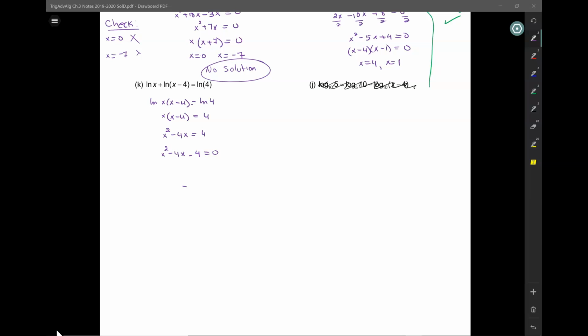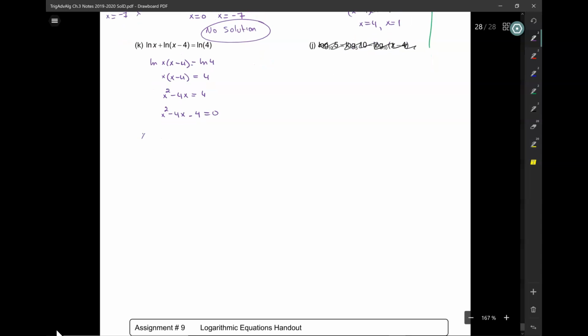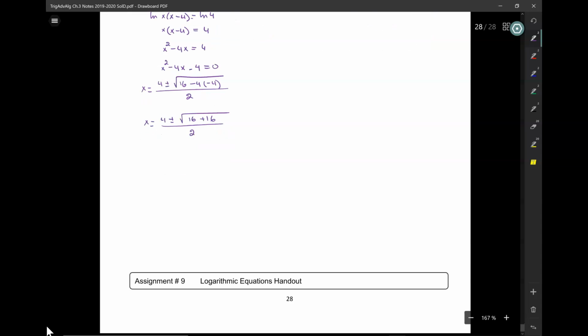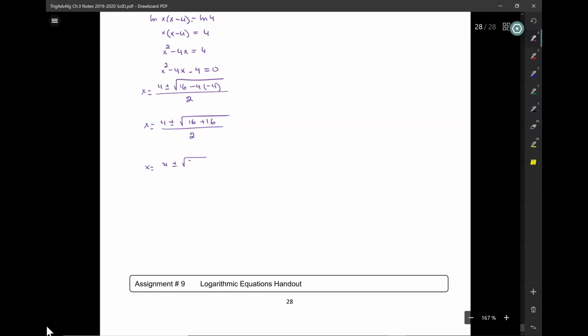So did everybody get to this point? Where do we go from here? Does that factor? No. So we have to do the quadratic formula. So we get x equals negative b plus or minus the square root of b squared minus 4 times a times c all over 2a. So I get x equals 4 plus or minus the square root of 16 plus 16 over 2. So x is 4 plus or minus the square root of 32 over 2. And what's root 32? How many 2's in 32? 5 2's. So this will be 4 plus or minus 4 will come out, 1 2 will stay, over 2. And then I divide everything by 2 and I get 2 plus or minus 2 root 2.